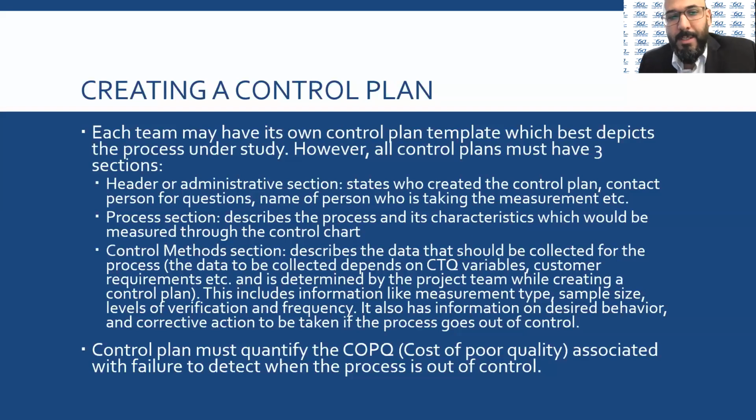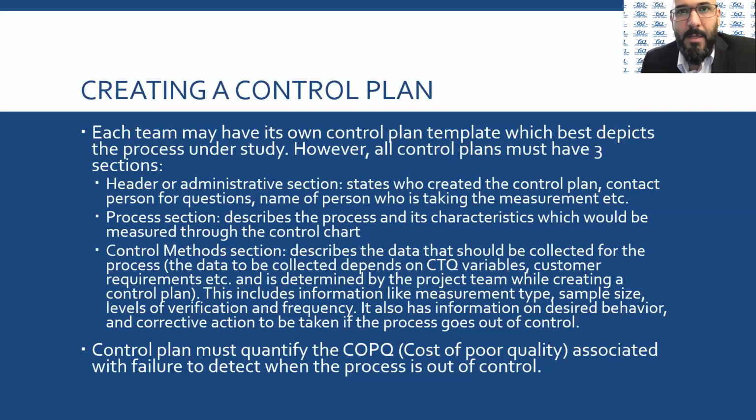Number three, the control methods section, describes the data that should be collected. What kind of data? As you see, there is a lot of data you can collect from a process, but you need to focus on specific data. And I believe you have to focus on 3 to 5. Don't go more than 3 to 5. The 3 to 5 depends on the critical to quality.